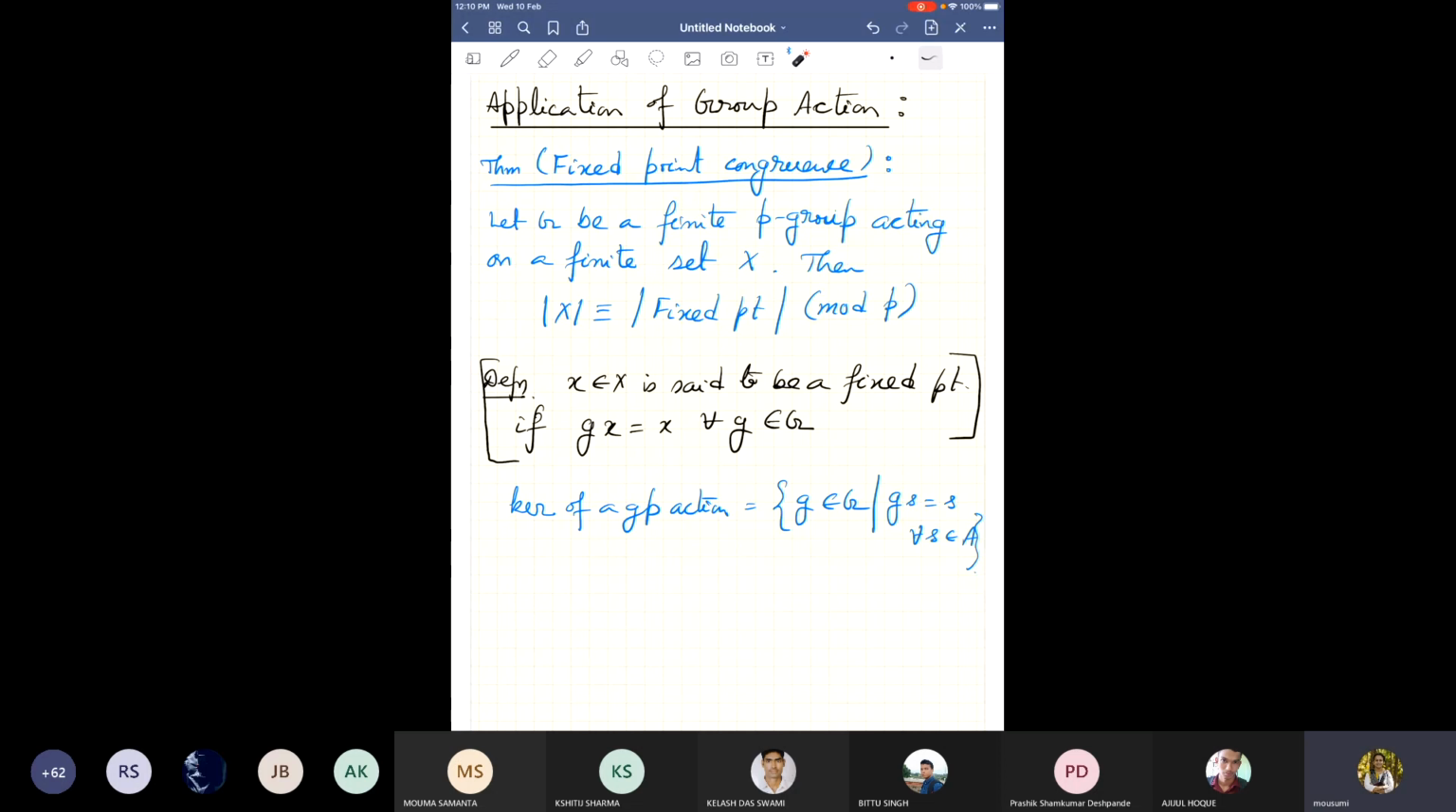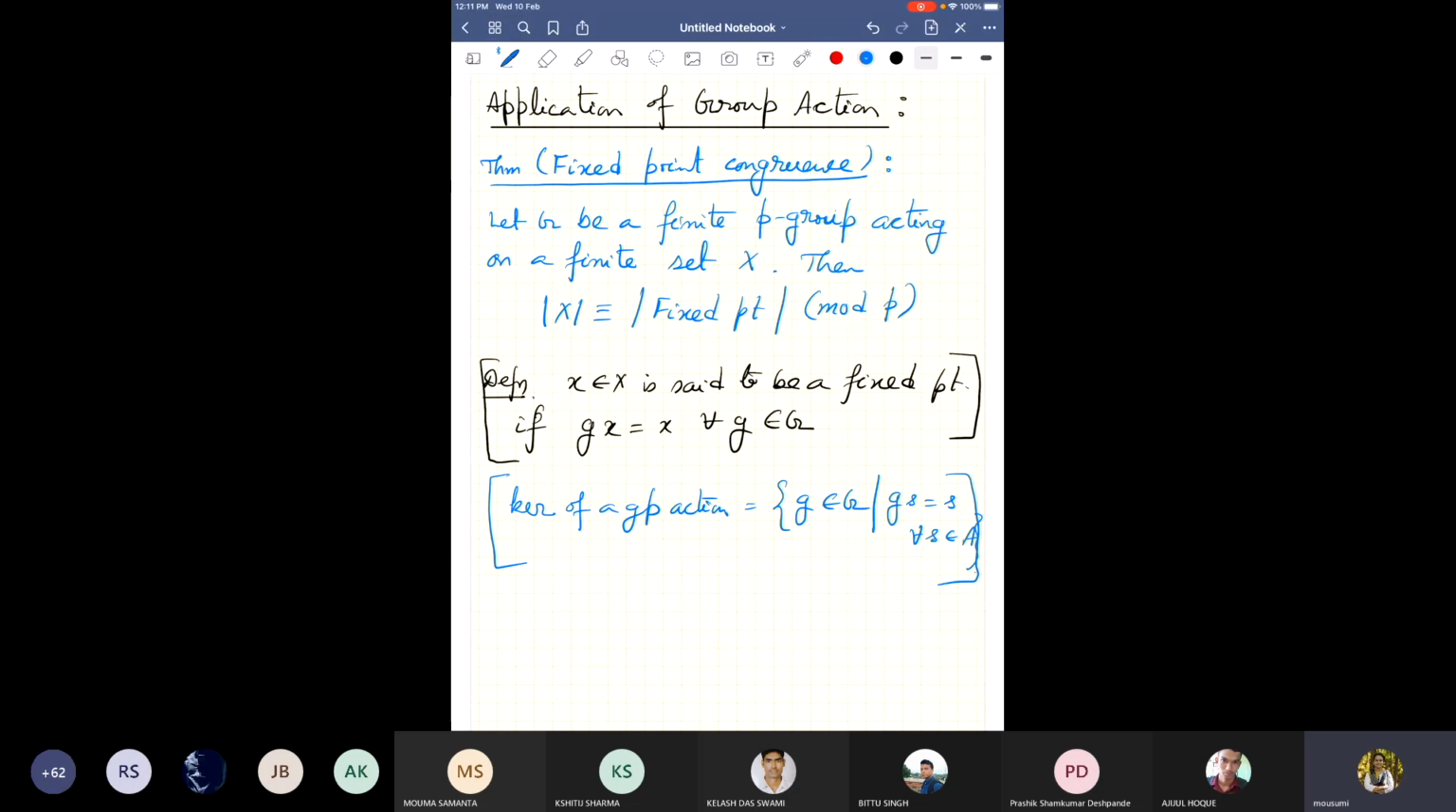Is this clear now, the difference between the kernel and the fixed point? Fixed points are elements of the set, whereas the kernel is the set of elements of the group. So these two are completely different. They are not at all the same. So you have to be very careful. Each time you should recall the definition and understand it clearly.